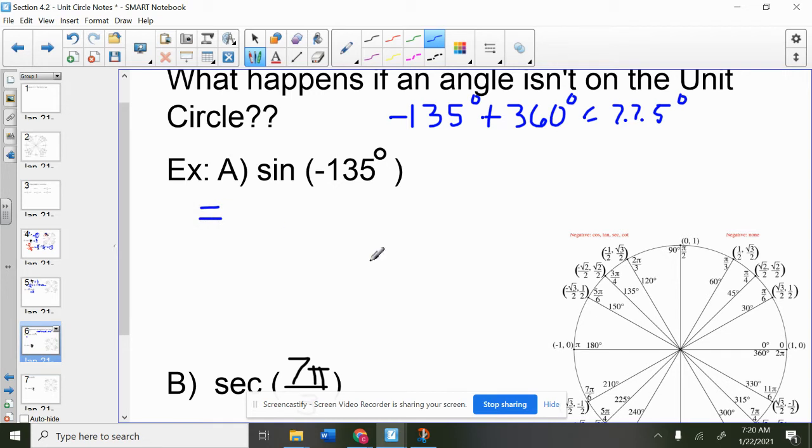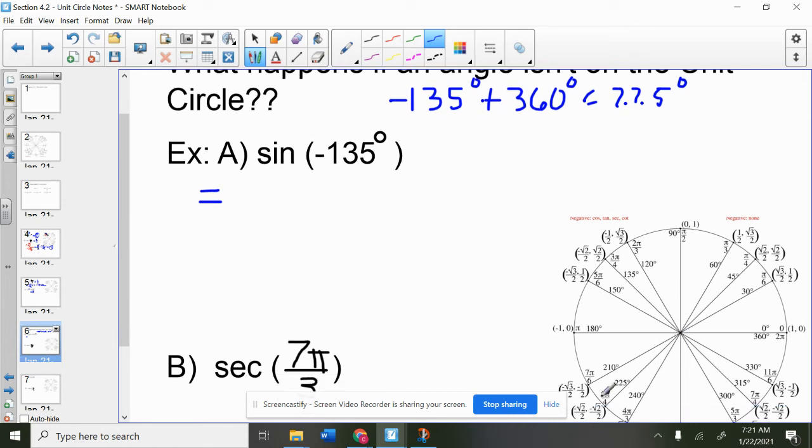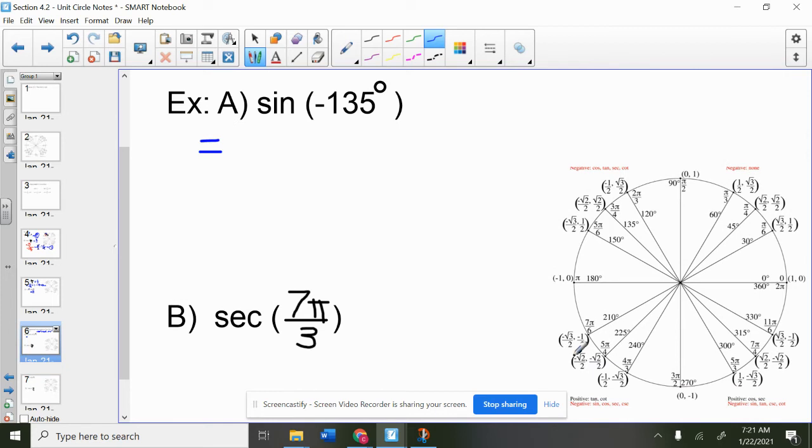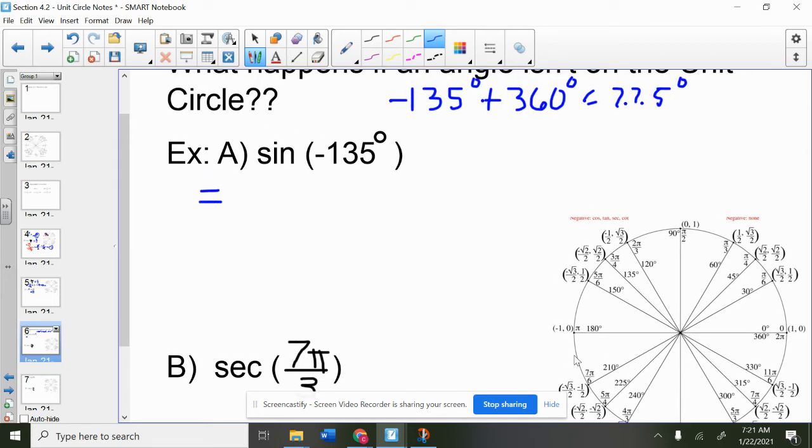Since they share the same terminal side at 225, which is down here, it doesn't matter how many times you go around, it's still going to end at the same terminal side. Now, if it ends at the same terminal side, it's going to share the exact same coordinate points. So that means that the sine of negative 135 is the same as the sine of 225. So it's the same thing there. So now that I know that, I can go to the unit circle.